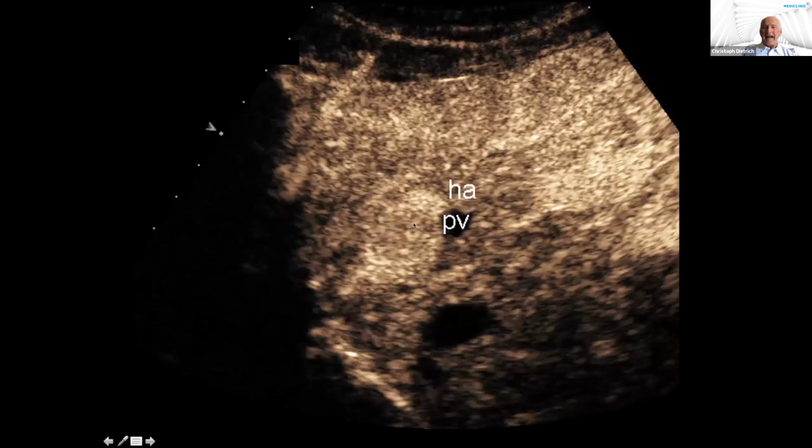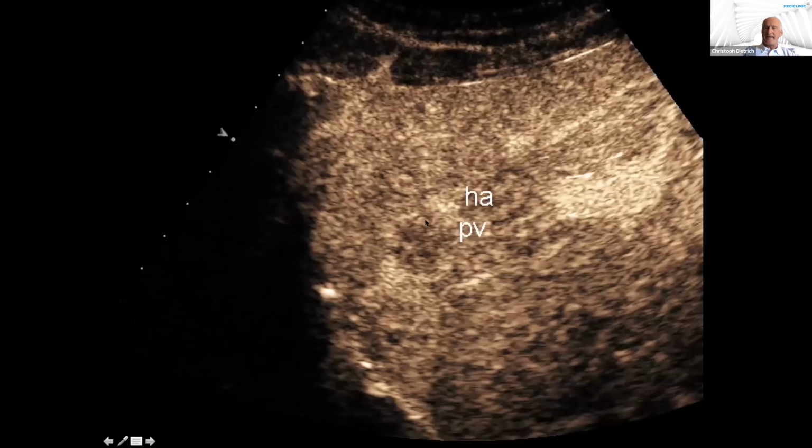Here you can see an arterial phase hyper-enhancing lesion in comparison to the portal vein. It's the arterial phase and the portal vein is not enhancing during this moment. Can you see it? Hepatic artery, portal vein. A few seconds later, the portal vein is enhancing and therefore the lesion is hypo-enhancing, showing wash out.